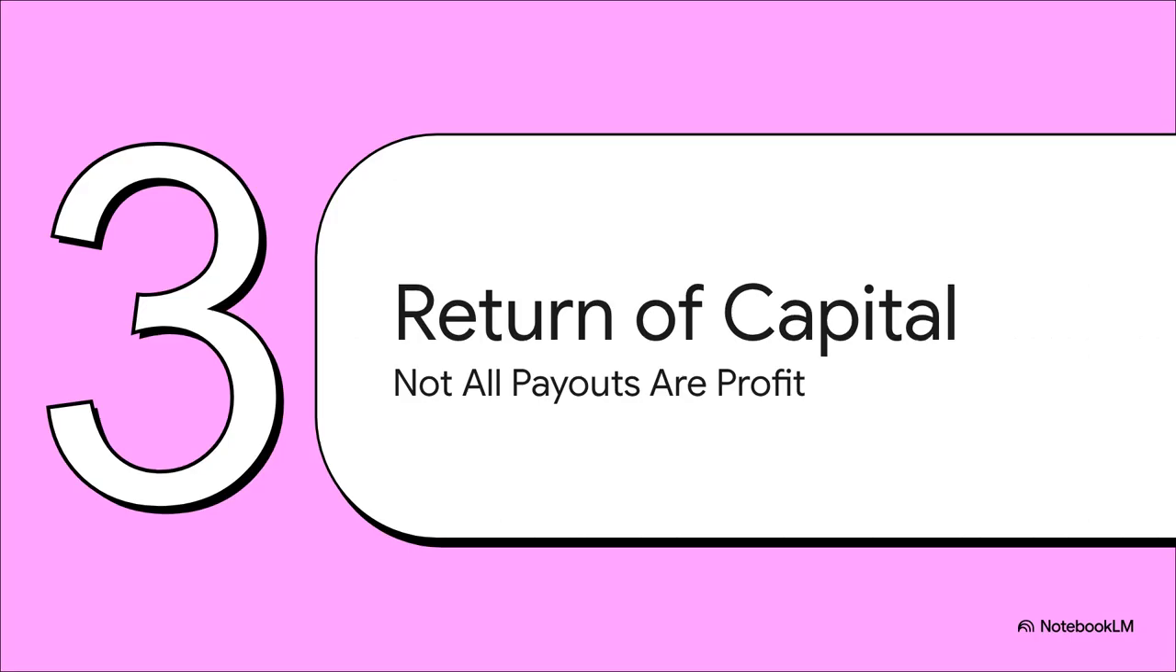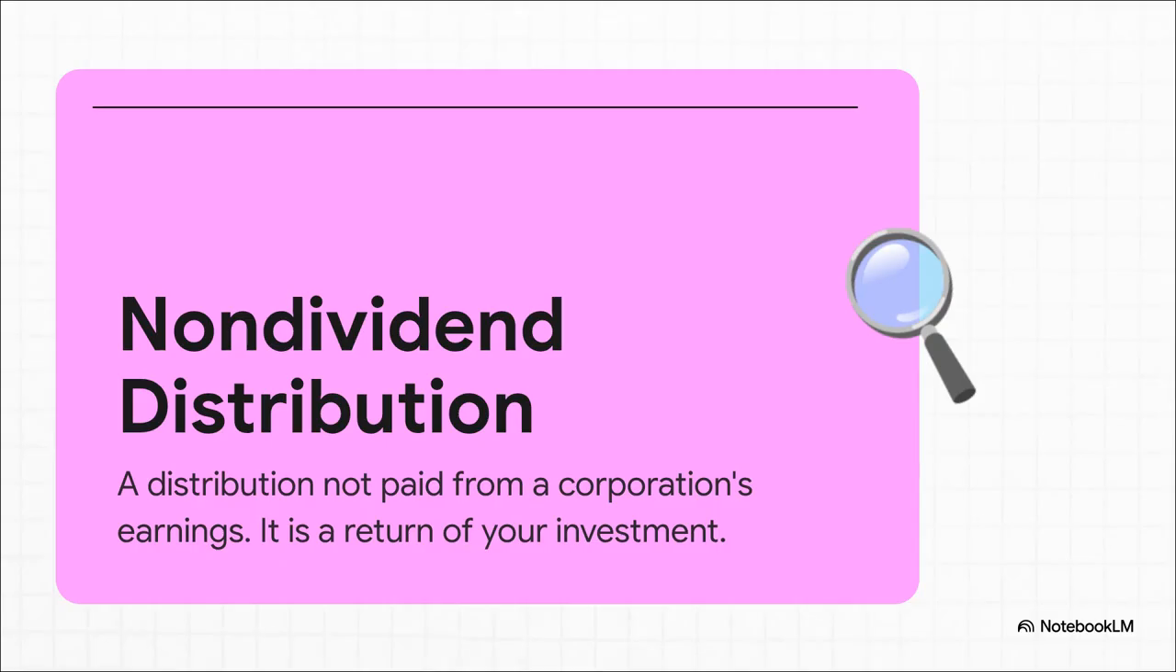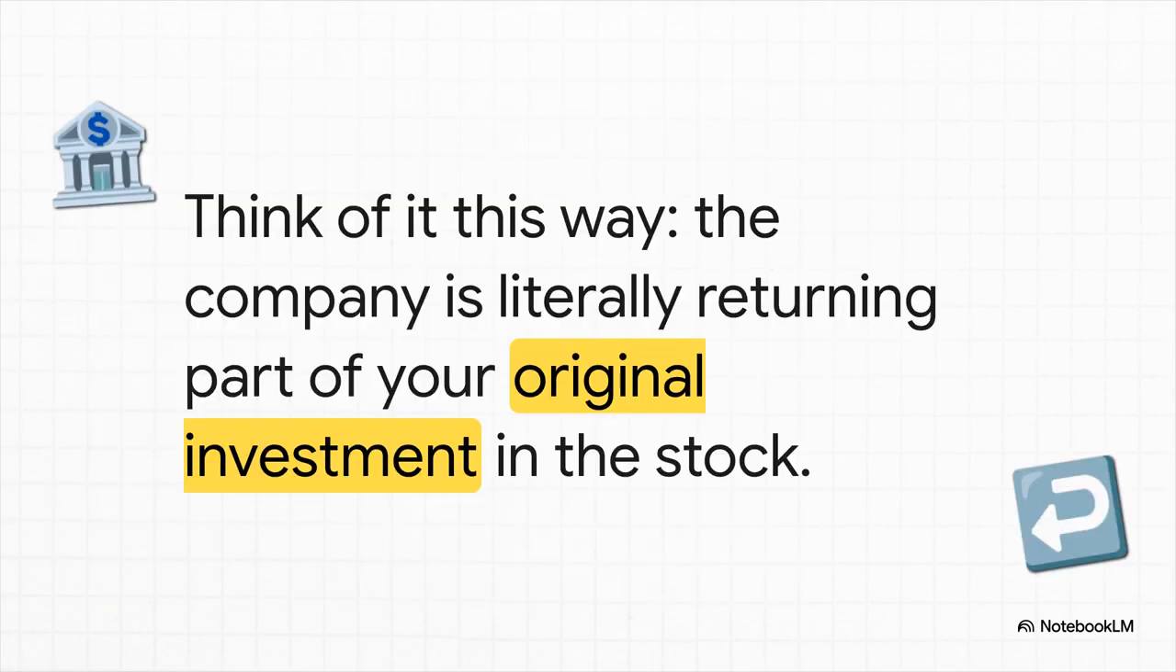Okay, let's switch gears for a second. We've totally cracked the code on the profit side of things, but sometimes a company sends you money that, well, isn't profit at all. It's a whole different animal, and it's called a return of capital. So the official stuffy IRS name for this is a non-dividend distribution. All that means is that the money didn't come from the company's recent earnings. But honestly, the much better name is return of capital, because that's exactly what it is, and it works totally differently.